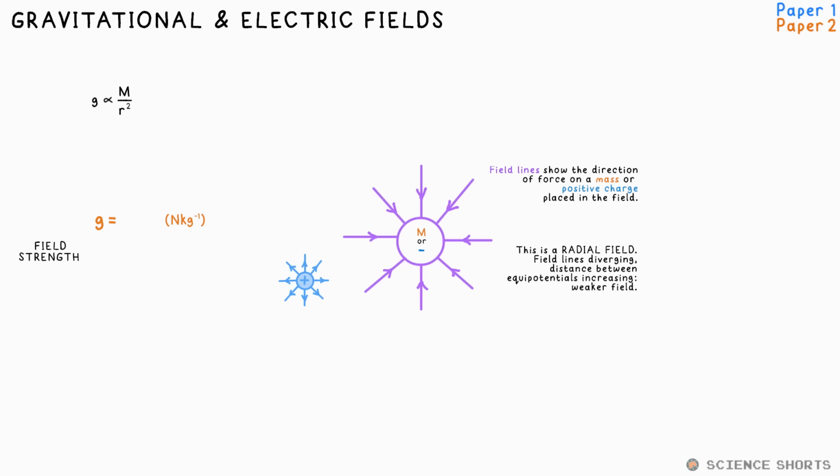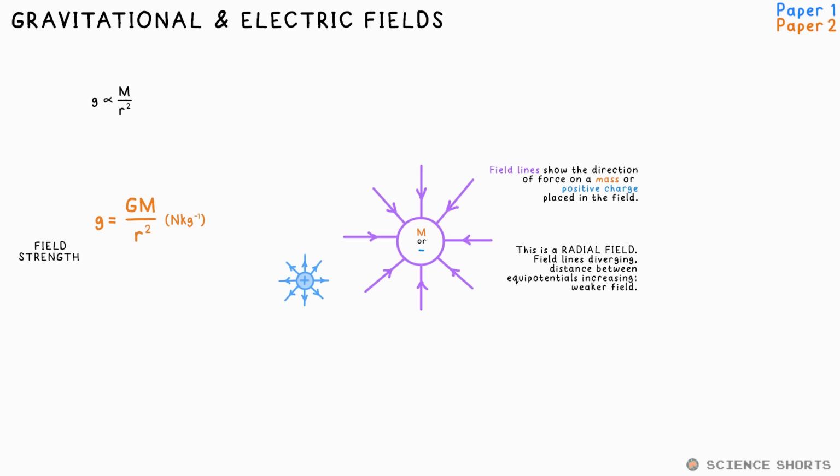For a radial field, gravitational field strength is proportional to the mass creating the field and inversely proportional to the distance from its center squared. The constant we need to turn it into an equation we call the universal gravitational constant, big G. This is 6.67 times 10 to the minus 11.